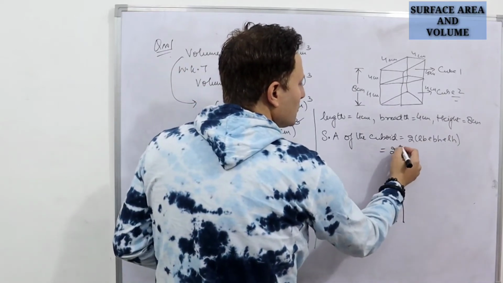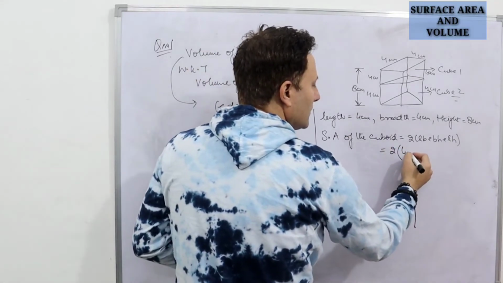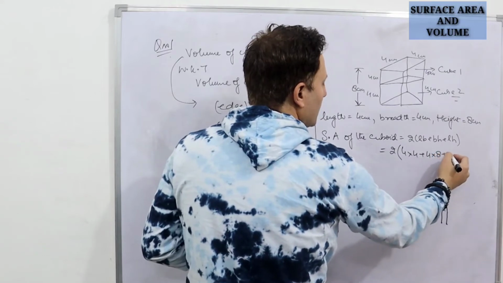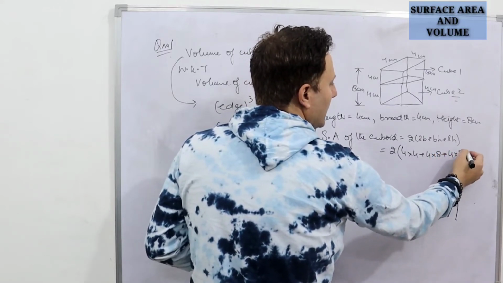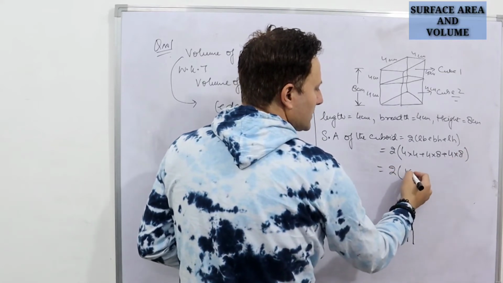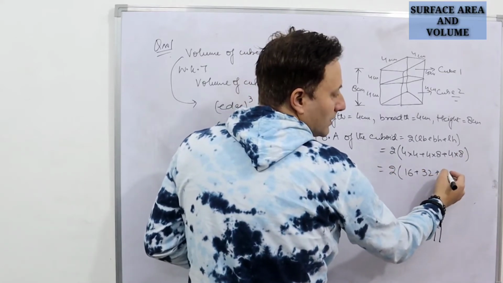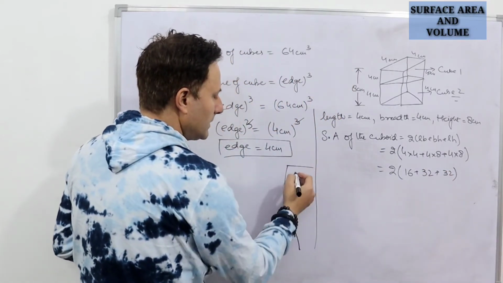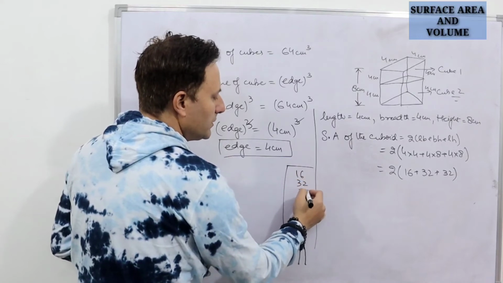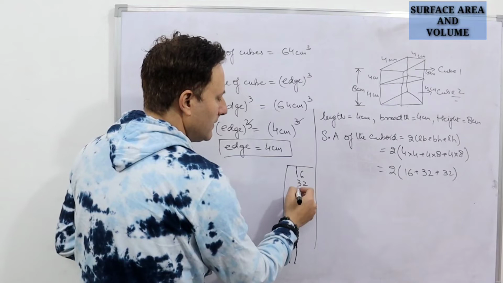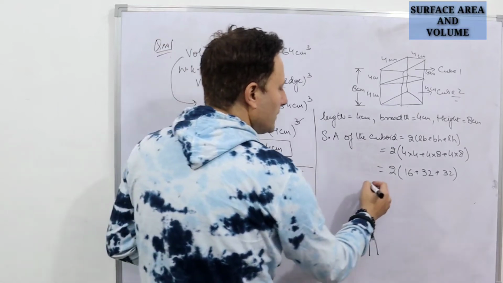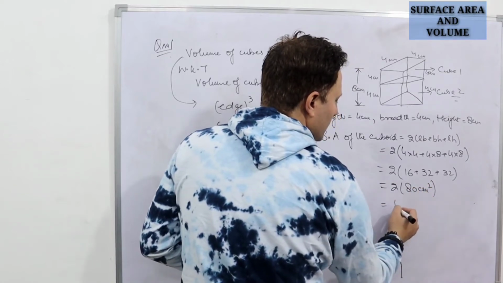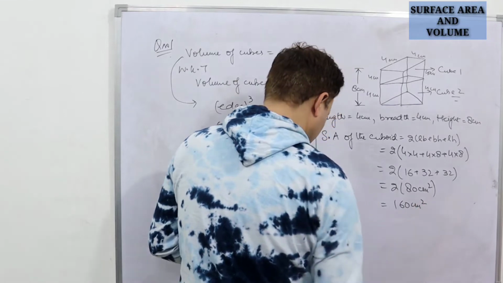So what do we have? We have 2, then length 4 into breadth 4, plus breadth 4 into height 8, plus length 4 and height 8. What do we get? 16, 32 and again 32. Let's add all these. It is 16, 32, 32. 2 plus 4 is 6, 6 plus 10... we have twice 80 centimeter square. It becomes 160 centimeter square.